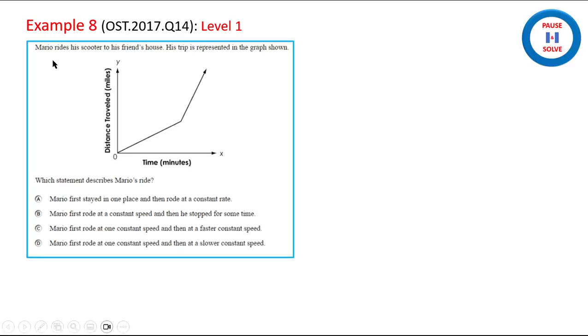Example number 8, Mario rides his scooter to his friend's house. His trip is represented in the graph shown, okay? Which statement describes Mario's ride? All right, so let's look at each one of these here. Mario first stayed in one place and then rode at a constant rate. Did he stay in one place? That would look like this, coming to here and then going up. That's not the case. So that's not a good answer.